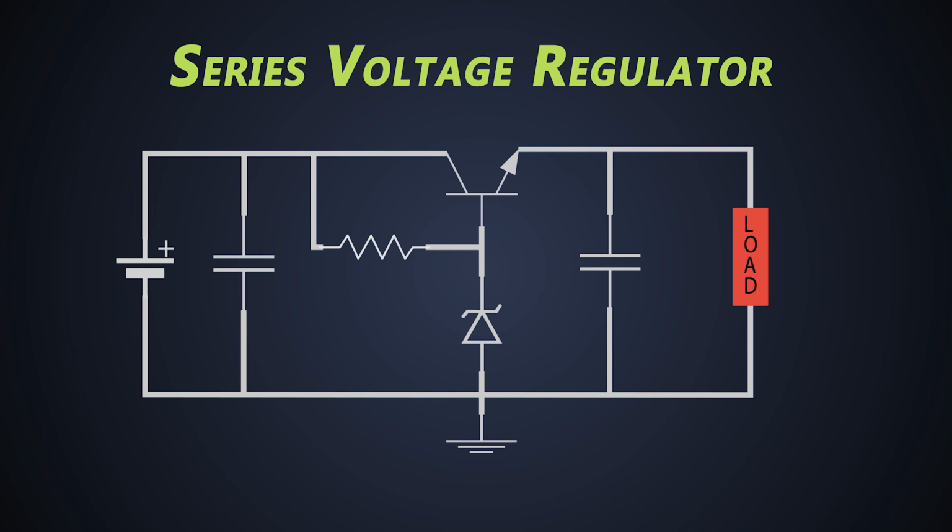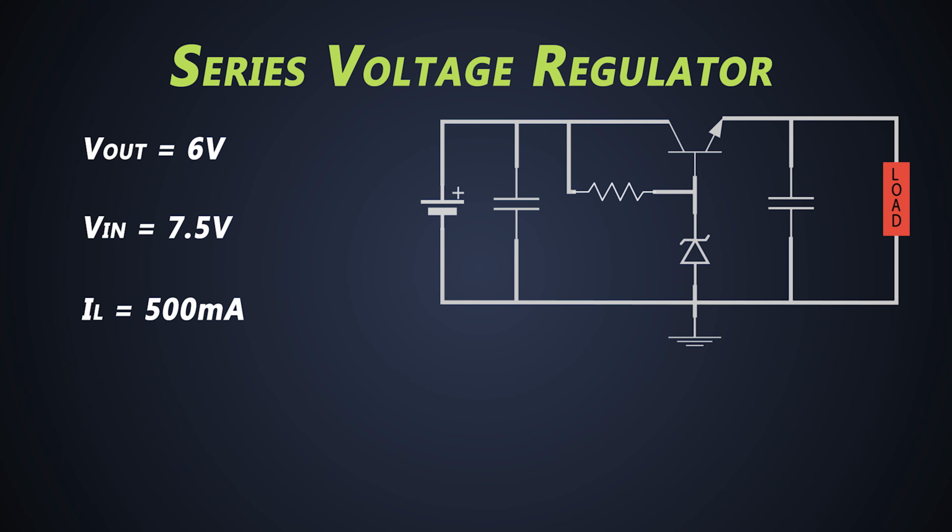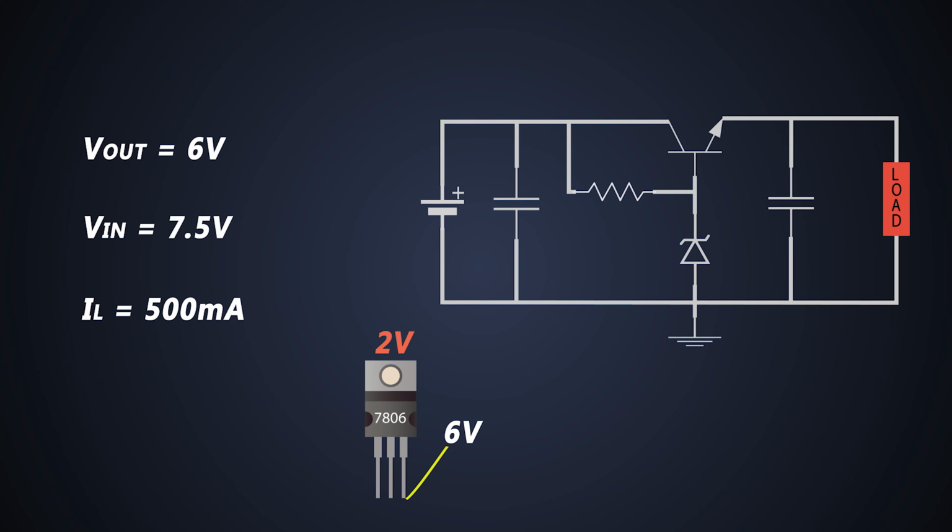Let's take an example. We want a regulated output voltage of around 6 volts. The input voltage is 7.5 volts and the load current requirement is 500 milliamperes. Here we can't use a 7806 voltage regulator because the voltage drop across this should be at least 2 volts. So to get 6 volts of output, we at least need 8 volts at the input, and here we don't have that margin because the input voltage is just 7.5 volts.